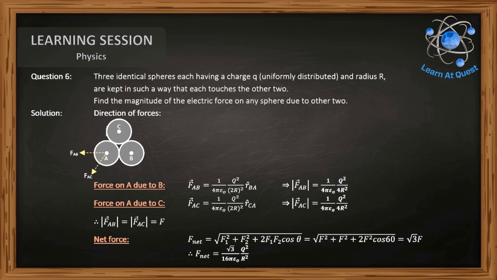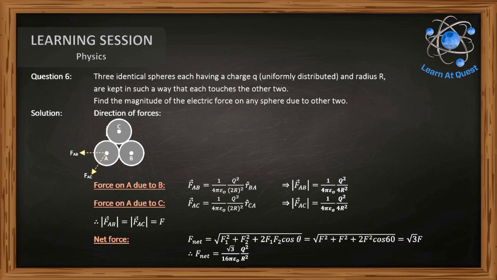The magnitude of this, that is only the value without taking the vector, is 1 by 4 pi epsilon naught q square by 4r square. Similarly, let us find the force on sphere A due to sphere C, which will be FAC, which equals 1 by 4 pi epsilon naught, the product of the two charges, which is q square, divided by the square of the distance, which is 2r square, r cap CA. The magnitude will be equal to 1 by 4 pi epsilon naught q square upon 4r square. Therefore, we see that the magnitudes of the two forces are equal.